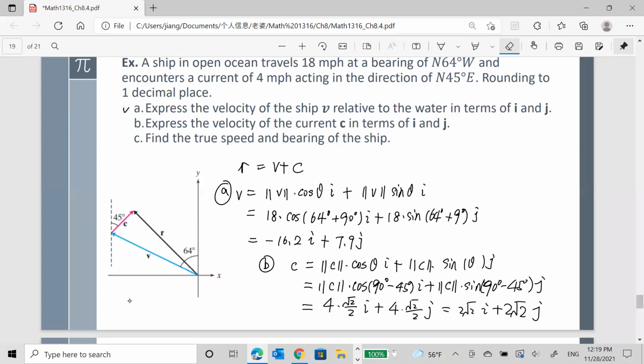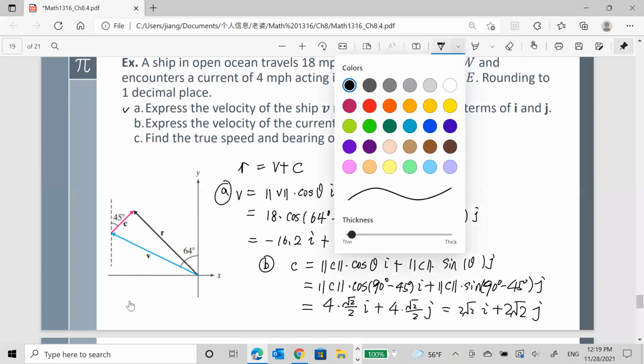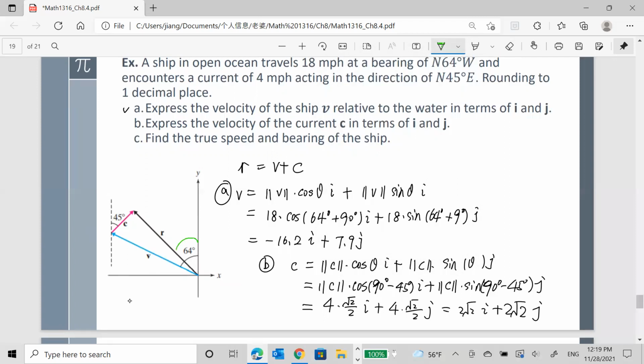Oh, true speed, because speed has no direction. So we are looking for the magnitude of R and the bearing. We don't know the bearing. The bearing for R is from here to here. How to find the angle here? If we can find R, we can find the theta from initial to here. So use theta minus 90 degrees, we can find the bearing, right?